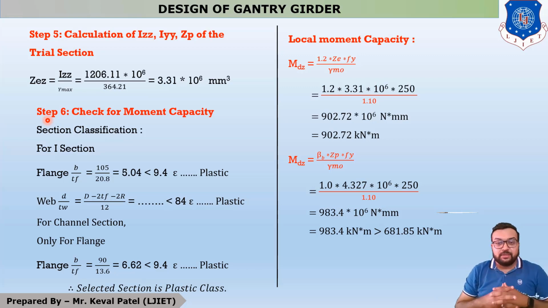Now, in the next lecture, we will discuss whether our selected section passes or fails. We check moment capacity, shear capacity and buckling capacity, and for all these checks, if your selected section's answer is greater than the required section's answer, then your selected section passes. Otherwise, you have to redesign the section. So students, in the next lecture, we will discuss whether our selected section passes or fails.